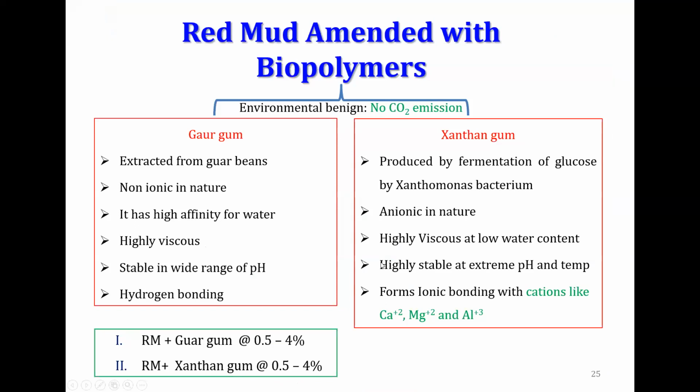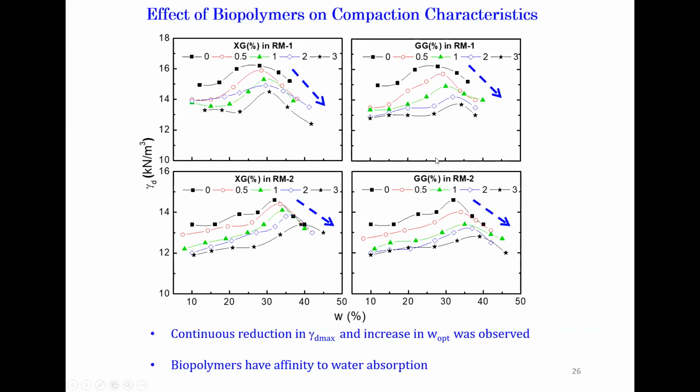Now, since we understood that amendment is necessary, we also try to amend the waste materials. One of the things that we exercise is to amend red mud with biopolymers. Here we use two varieties of biopolymers: one is Gorgum and the next is Jandangam. Both are natural products. We try to amend or use them in proportions between 0.5 to 4%. These are the compaction curves of red mud amended with Jandangam and Gorgum.